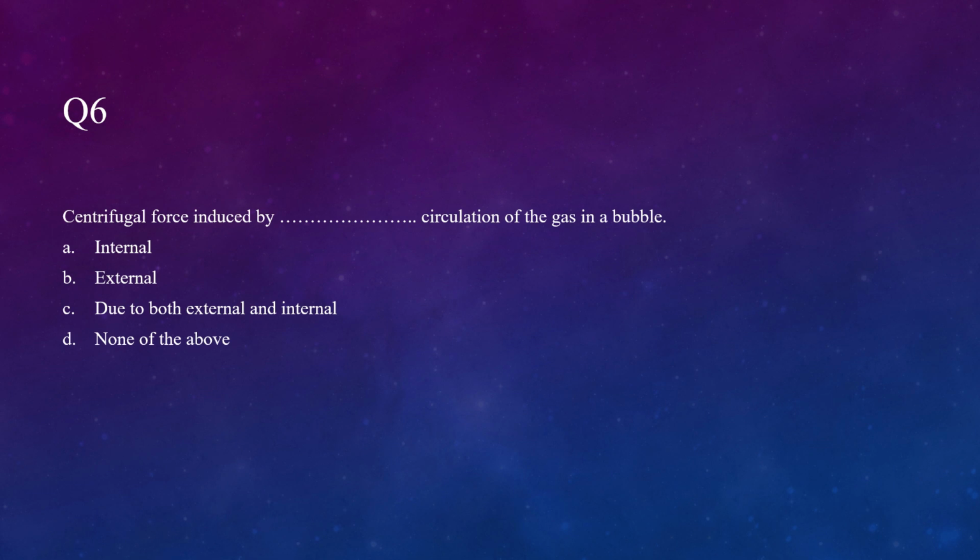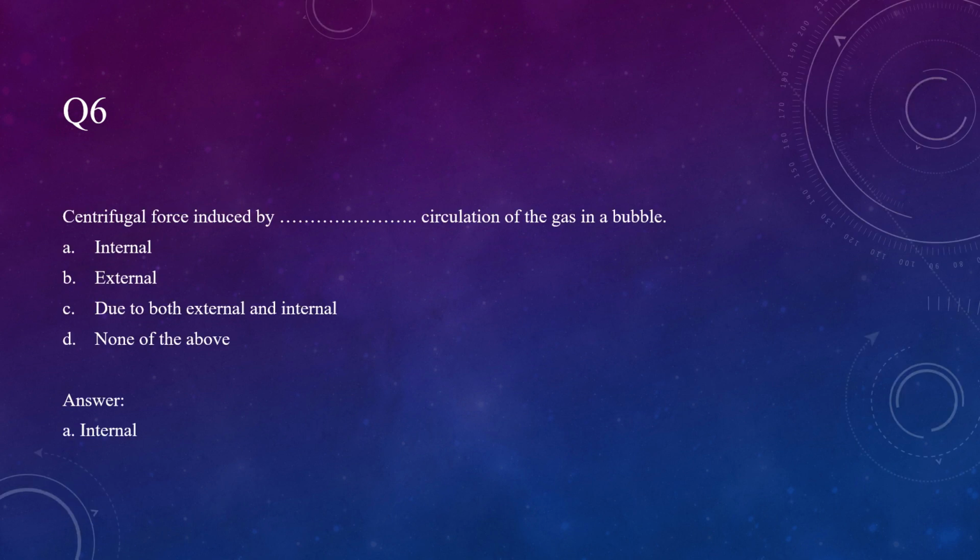Centrifugal force in the bubbles, as we all see, increases with increase in the bubble size, and if it is increased beyond the surface tension force, the bubble gets disintegrated or broken. What induces the centrifugal force inside the bubble is the internal circulation of the gas happening inside the bubble. So the right answer is option A, that is internal circulation of the gas inside the bubble. So we'll go on to question 7.